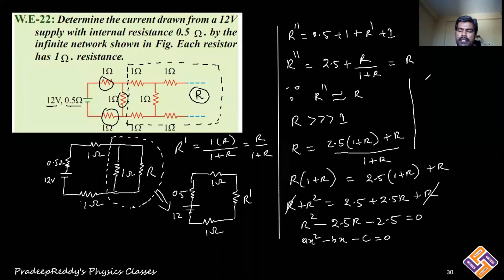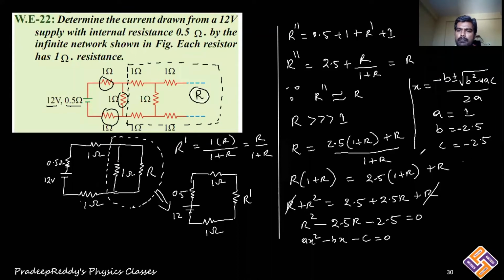Let me write it clearly. x is equal to minus b plus or minus under root b square minus 4ac divided by 2a, where here a is equal to 1, b is equal to minus 2.5 and c is equal to minus 2.5. Substitute the a, b, c values here and you will get the R value.